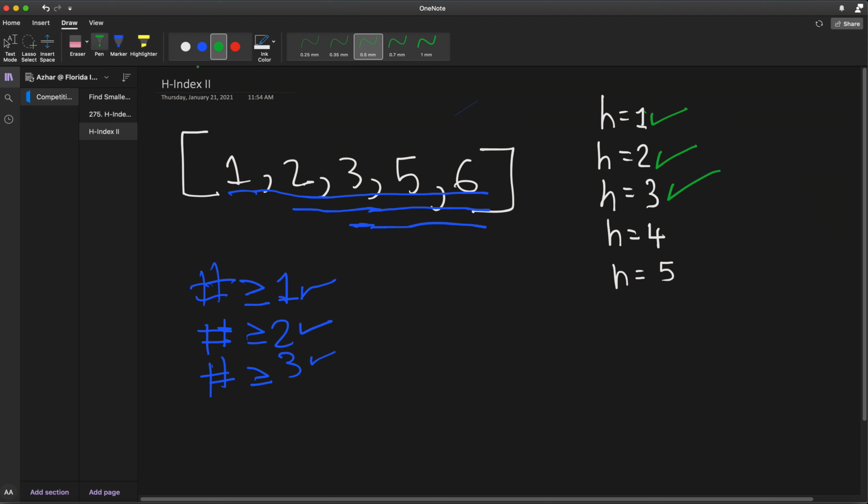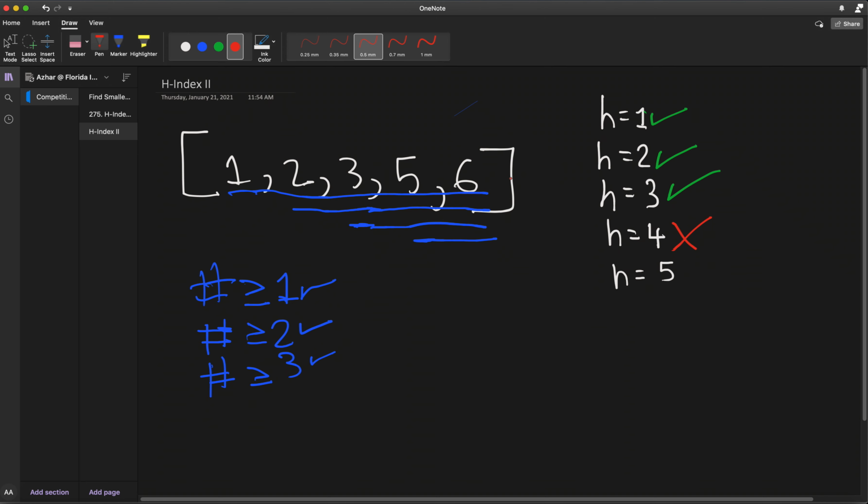Now, is there an h index of 4? Let's see. Are there at least 4 numbers greater than or equal to 4? We'll look here: this number 5 is greater than or equal to 4, and this number is too. But the size of these numbers is 2. So therefore, 4 is not an h index.